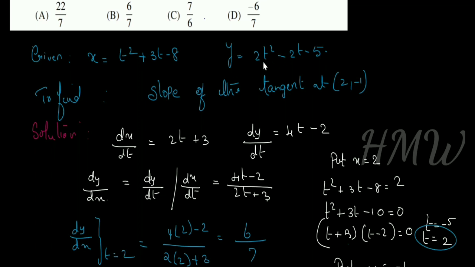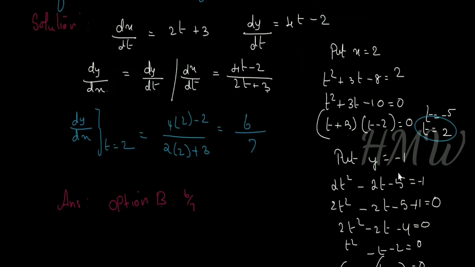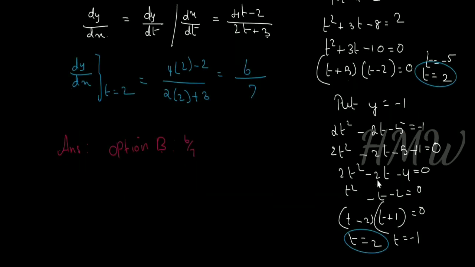So when you put y is minus 1, you get 2t square minus 2t minus 5 is equal to minus 1. So 2t square minus 2t minus 4 equal to 0. We can divide throughout by 2. t square minus t minus 2 is equal to 0. The product is minus 2, sum is minus 1. So t minus 2 into t plus 1 is equal to 0. So t is 2, t is minus 1. So t is 2 is common for both. So that is the value for t.